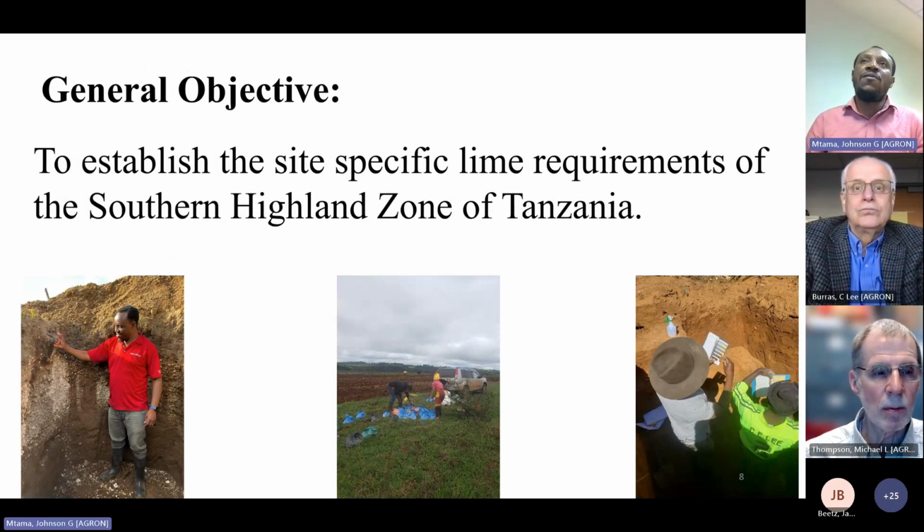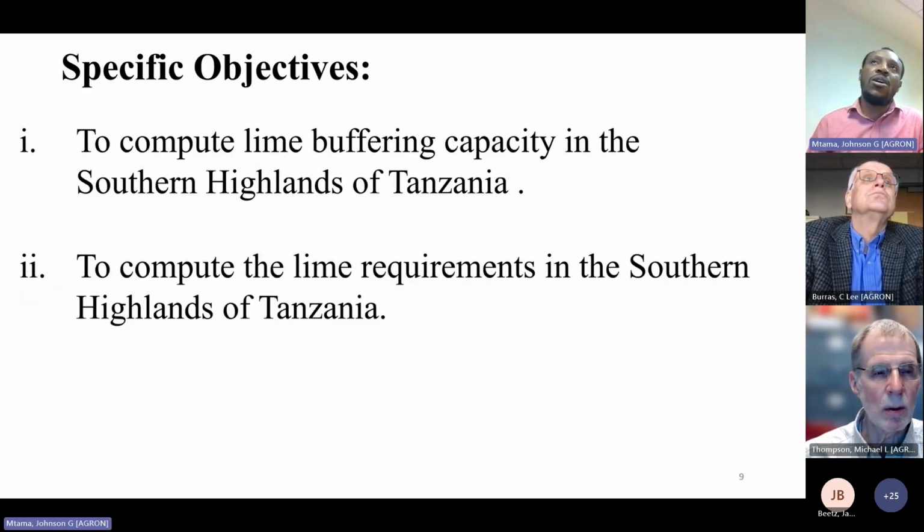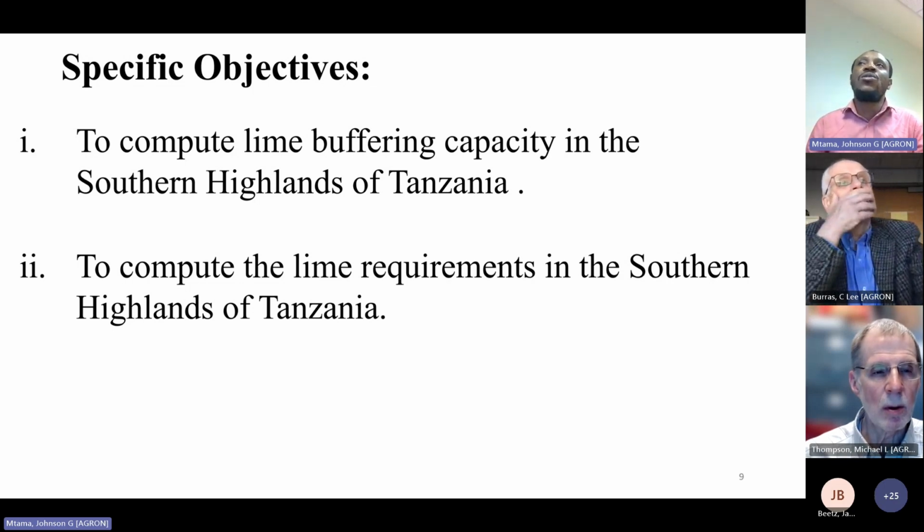So the general objective of the study is to establish the site-specific lime requirement of the Southern Highland Zone of Tanzania. And this general objective has been unfolded into 2 specific objectives. One is to compute lime buffering capacity in the Southern Highland Zone of Tanzania, and second, to compute the lime requirement in the Southern Highland Zone of Tanzania.